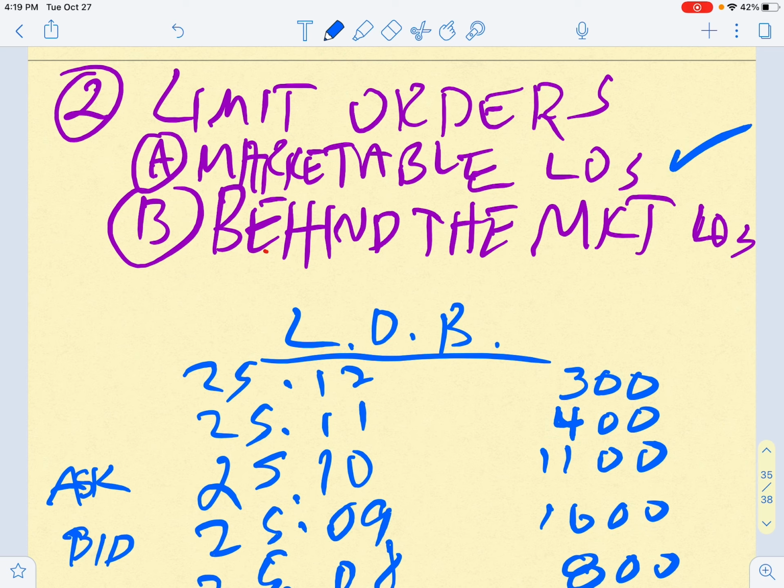So now we'll move on to the second of the four types of limit orders, called behind the market limit orders.